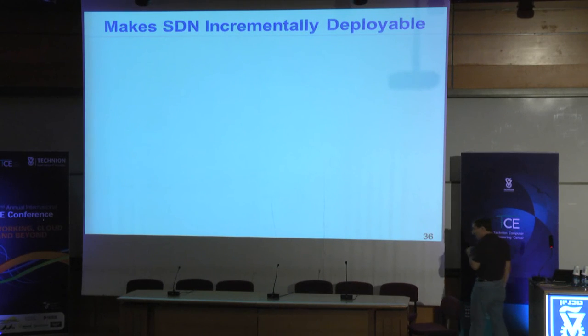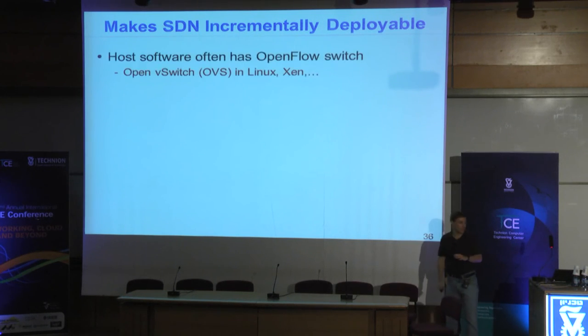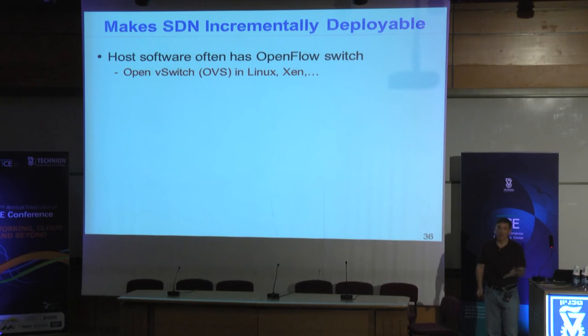One is, it makes SDN incrementally deployable. That is, host software typically now has an OpenFlow switch. There's something called Open vSwitch, which is an open source implementation of OpenFlow plus. It's in Linux, it's in Xen. So typically, all packets are born in software. There is typically a switch, an OpenFlow-based switch, in that same software. You can do your edge processing right there.